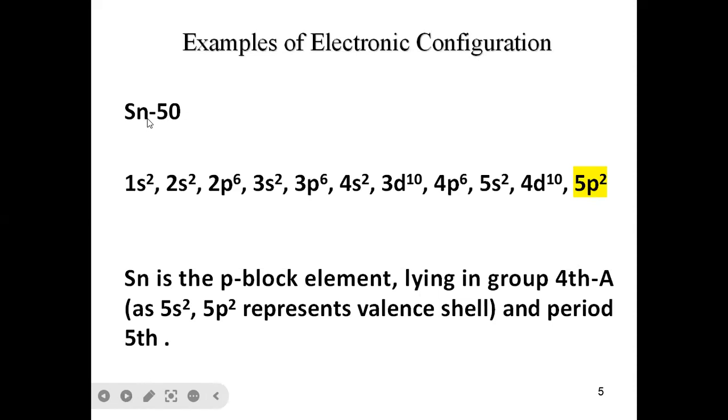Taking the example of tin 50, we can write the electronic configuration on the basis of the Aufbau principle, and at the last we see the electrons are here in 5p2. So here 5s2 and 5p2 represent the valence shell. Tin is the p block element lying in group 4th A, as 5s2, 5p2 represent the valence shell having 4 electrons. So it is present in 4th A, and the period of tin 50 is 5th.